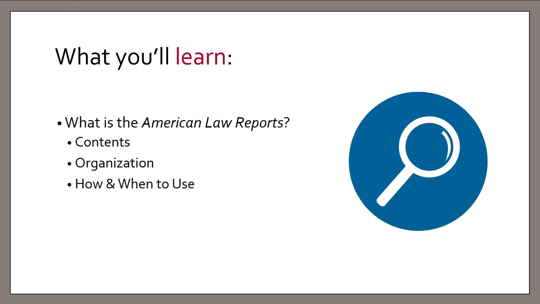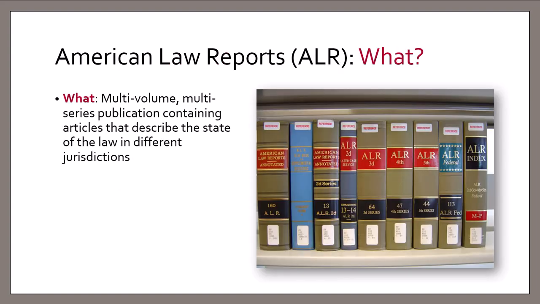In this brief video, we'll discuss what the American Law Reports is, how it's organized, and the advantages it offers for legal research, with brief demonstrations of how to locate this material in two major legal research databases, Westlaw and Lexis. The American Law Reports, or ALR, is a multi-volume, multi-series publication containing lengthy articles that describe the current state of the law in different jurisdictions.